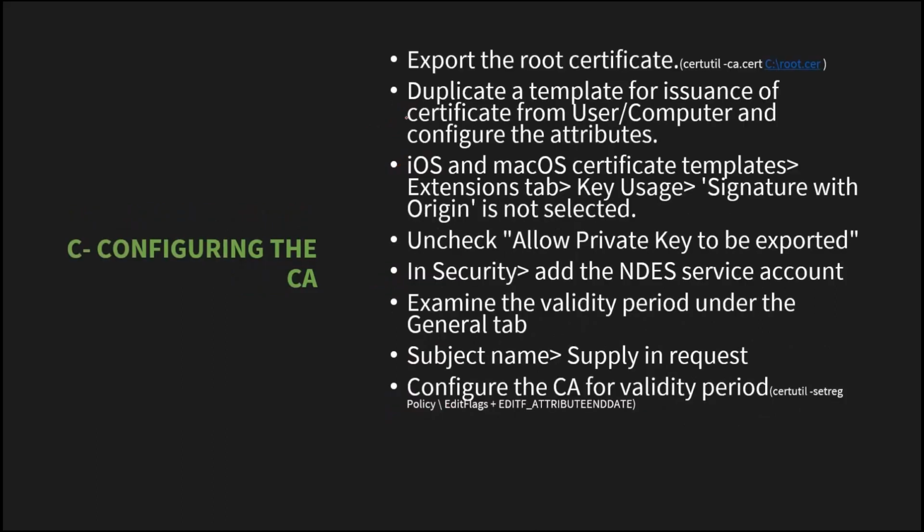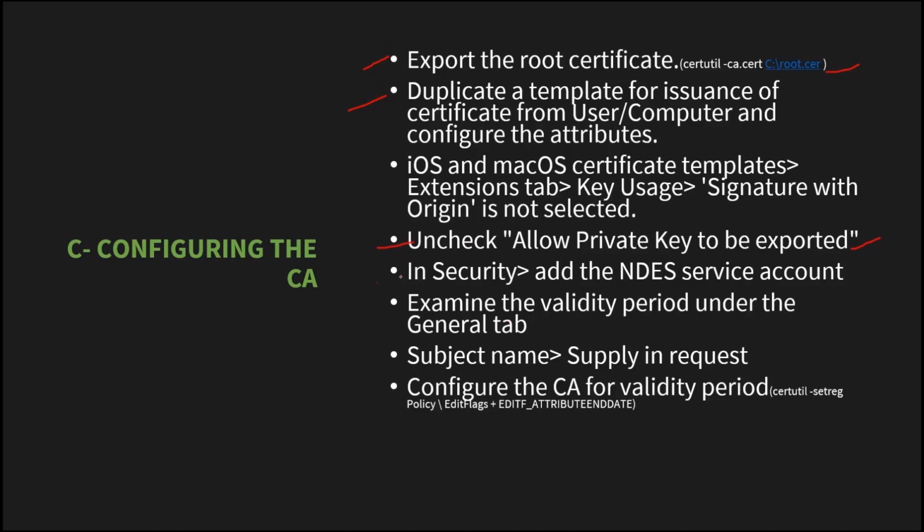Now configuring the CA, again, this is straightforward. We have to export the root certificate from the CA, which is also going to be deployed from Intune, and we just have to duplicate any user or computer template and create a new template. And this new template is going to issue certificates to the end devices. This new template should have "Allow private key to be exported" unchecked, because the SCEP certificate does not have the private key marked as exportable.